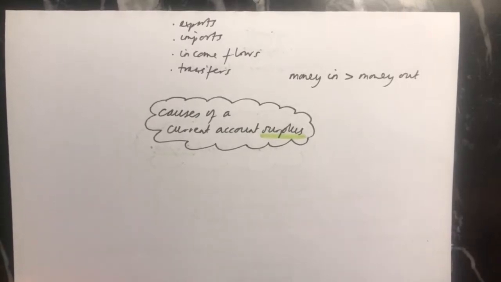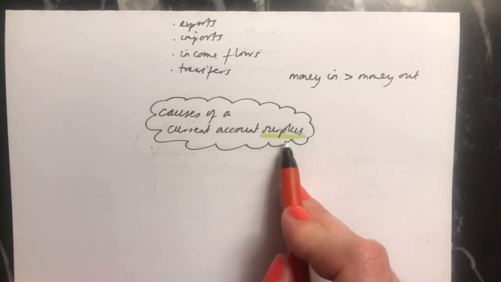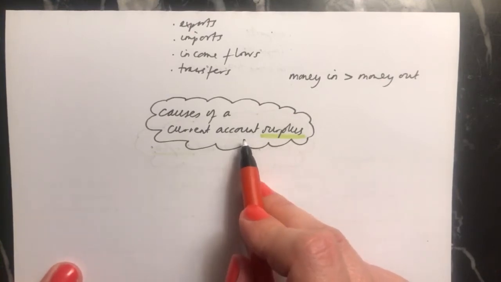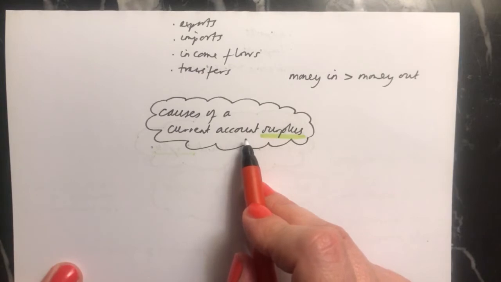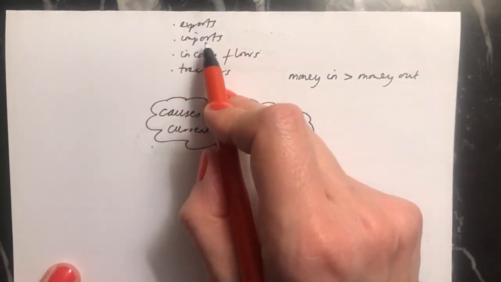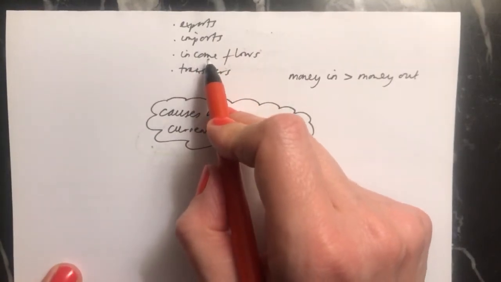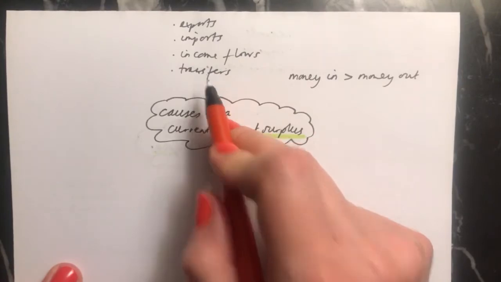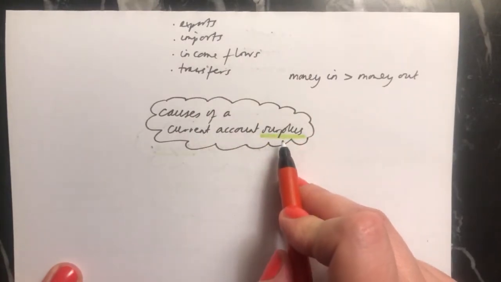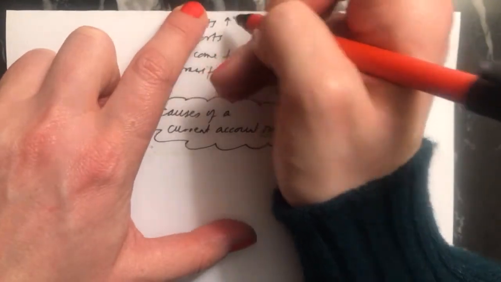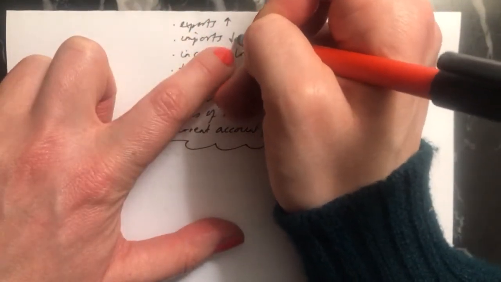Here we're going to look at why an economy might have a surplus on their current account of the balance of payments. Remembering that the current account of the balance of payments is looking at the flows of money into an economy and out of an economy because of exports, imports, flows of income from dividends, interest and profit, and transfers of money.